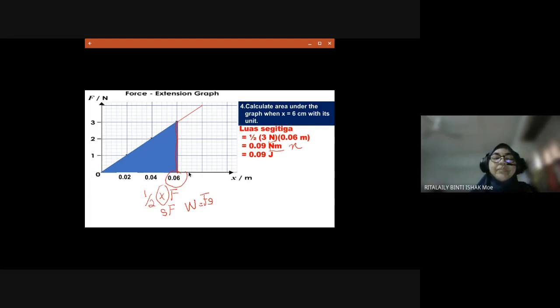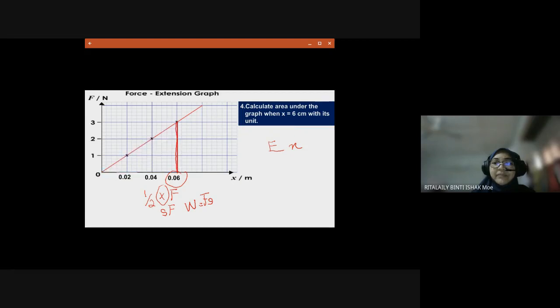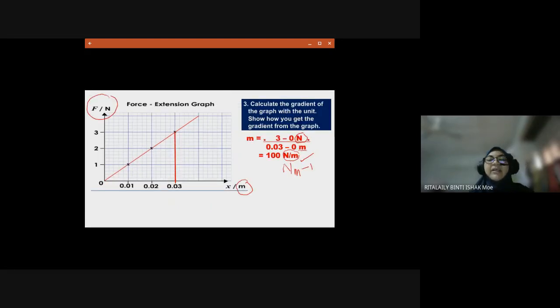So if we have a graph based on the experiment, the first one we can calculate the gradient. Okay, so we can calculate the gradient, and this is called as spring constant. The gradient is also known as spring constant.